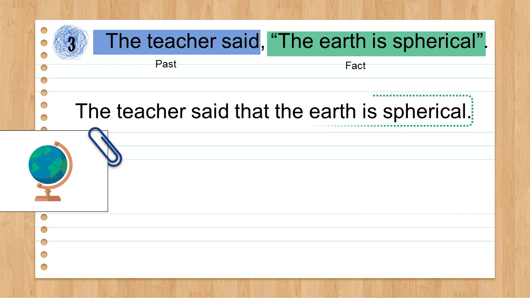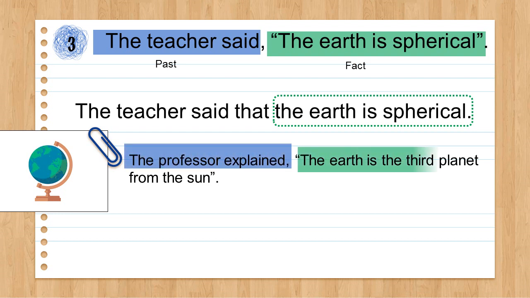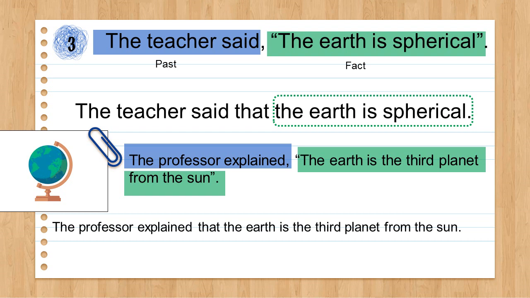The earth is spherical. The professor explained, "The earth is the third planet from the sun." We can't change that fact, so we have to keep it the same in the indirect speech. The professor explained that the earth is the third planet from the sun.